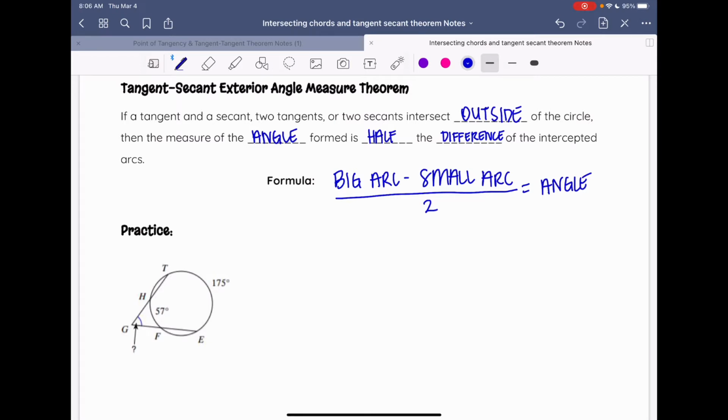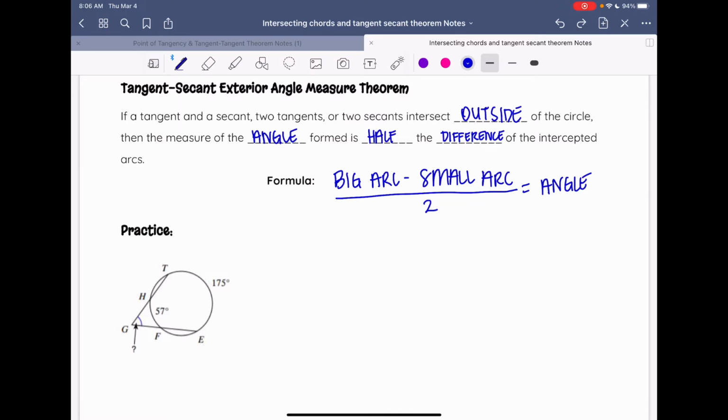So what this means is we're going to take our bigger arc, subtract the smaller arc measure from it, and then divide by 2 to find our angle measure. Remember that's what the word difference means: it means to subtract. Typically you can see on the diagram one arc is bigger than the other. So you take your bigger number, subtract your smaller number, and divide by 2 to find your angle.